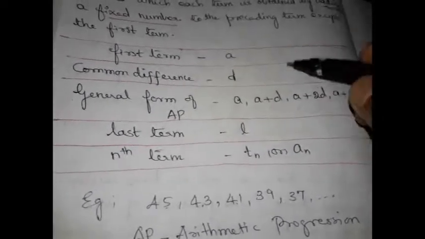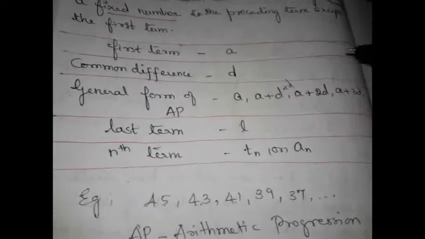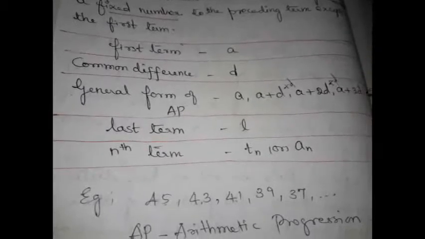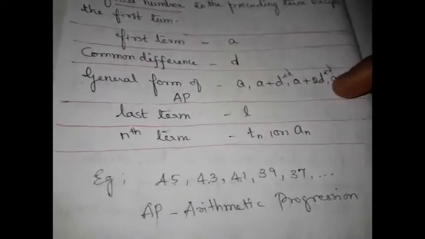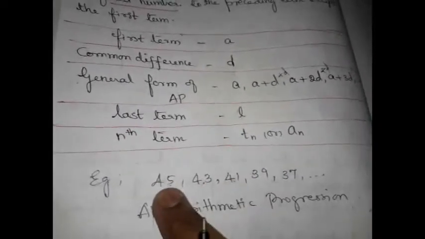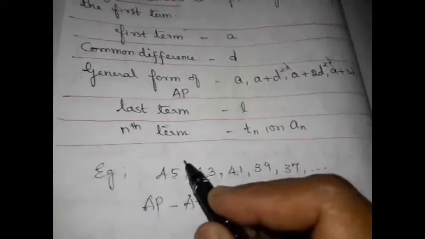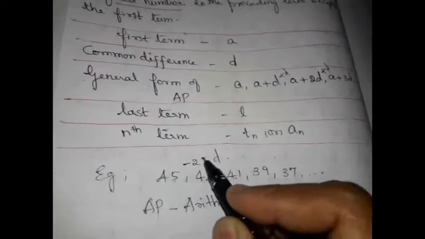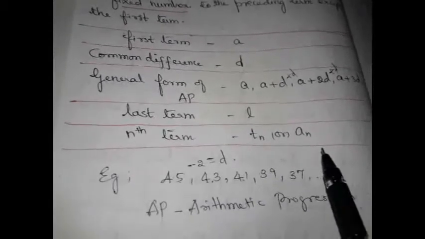How will I obtain my third term? By adding one more D to this, so it will become A plus 2D. Now if I add one more D, I will get my next term, which is A plus 3D. Likewise it goes on. So here D is my common difference, right? In our example, what is the common difference? Second term minus the first term, so it is minus 2. If I keep on adding minus 2, I will get my next term, right?